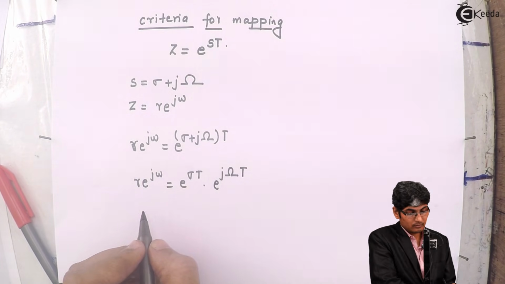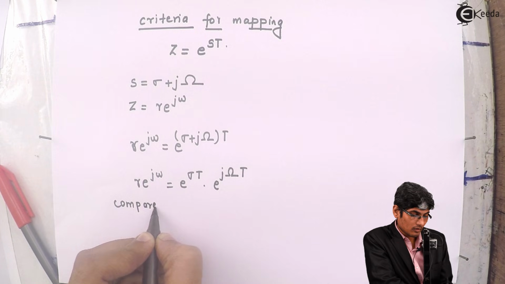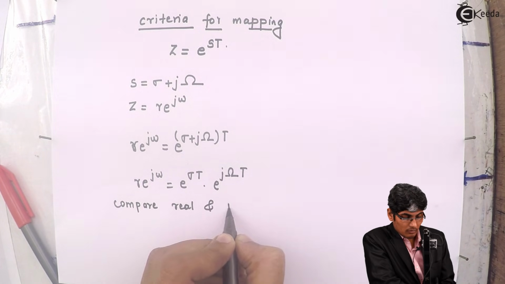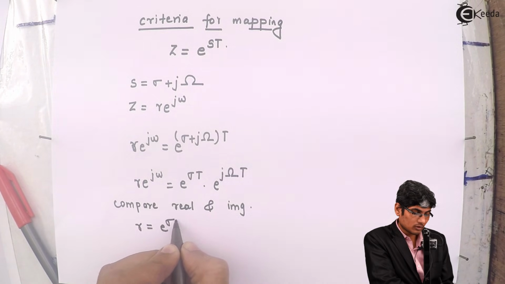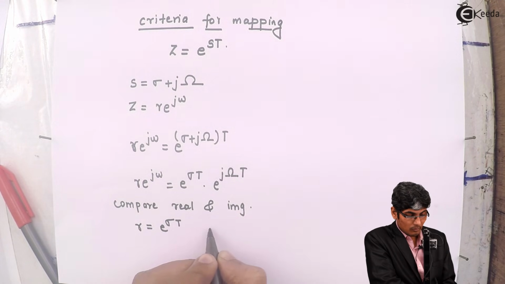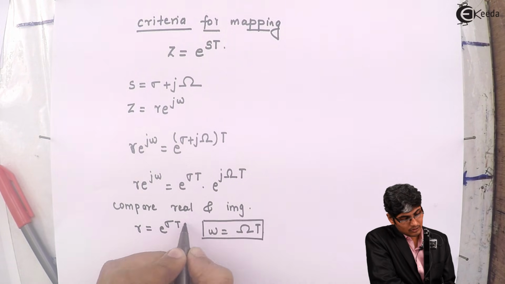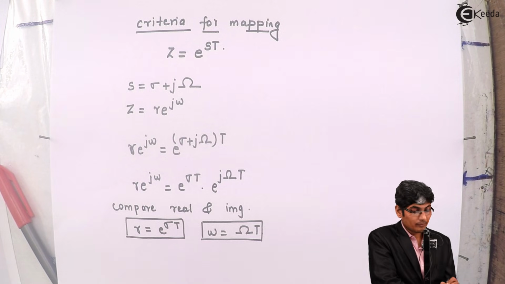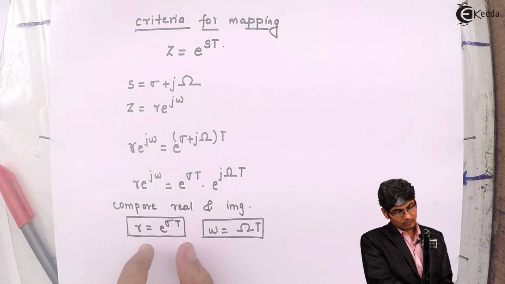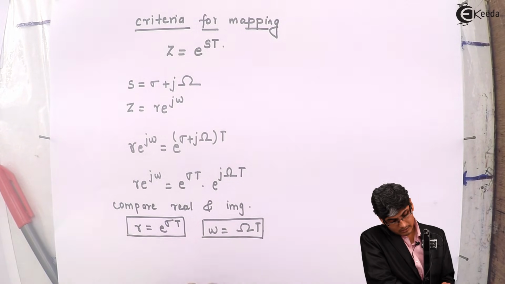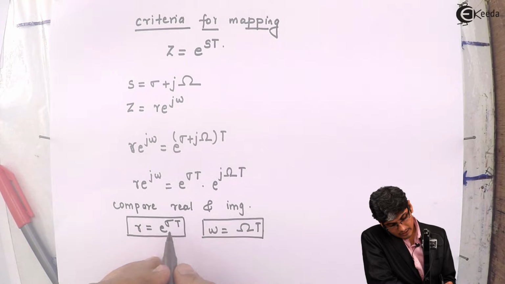If we compare the real and imaginary parts, then r becomes equal to e raised to sigma T, and omega becomes equal to Omega into T. So this is what my equations for r and omega come out to be. Now with this sigma T and Omega T, let us see the mapping. So for mapping, let us use r equals e raised to sigma T.